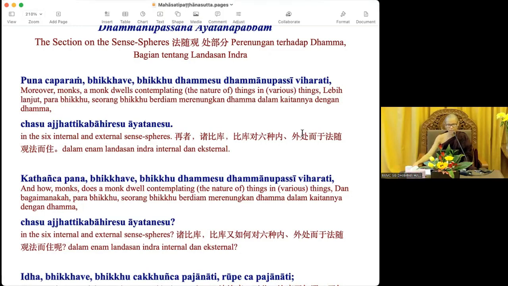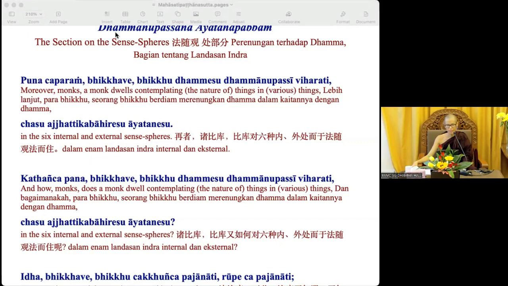So, what are the 12 ayatanas? In the eye, there is eye translucency, cakkhayatana. In the ear, sotayatana, ear translucency. In the nose, ghanayatana, nose translucency. In the tongue, jivhayatana, tongue translucency. In the body, kayayatana, body translucency. In the mind, manayatana. So these are called internal ayatanas, six internal ayatanas.